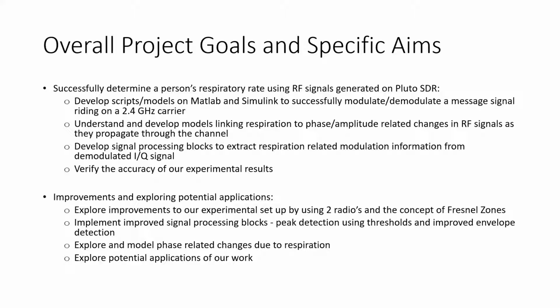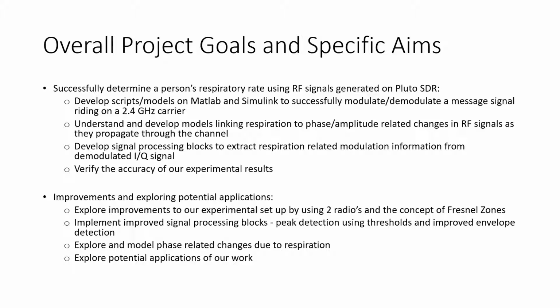So first I'm going to go through and talk about the overall project goals and the specific aims and what we're really trying to do here. The basic idea is that we want to determine a person's respiratory rate using RF signals on the Pluto SDR. To do this, of course, we need to write scripts and models in MATLAB and Simulink to modulate and demodulate the message signal, and we're using a 2.4 gigahertz carrier signal.